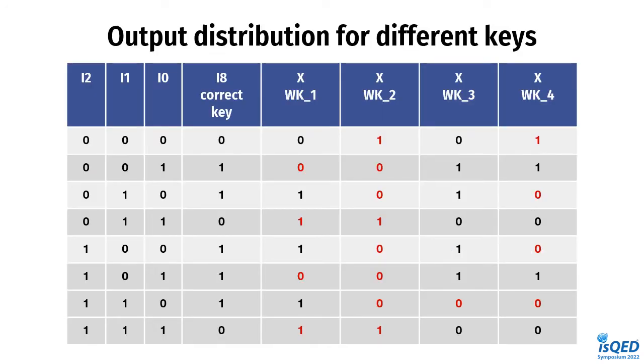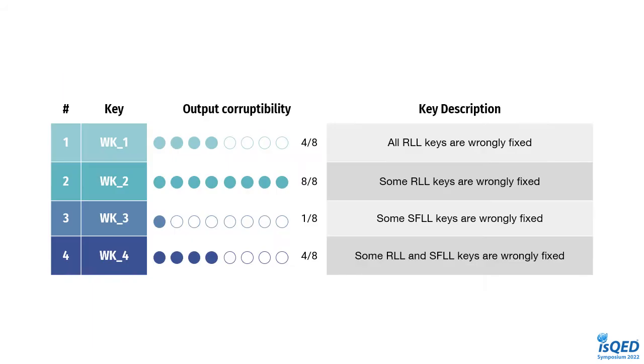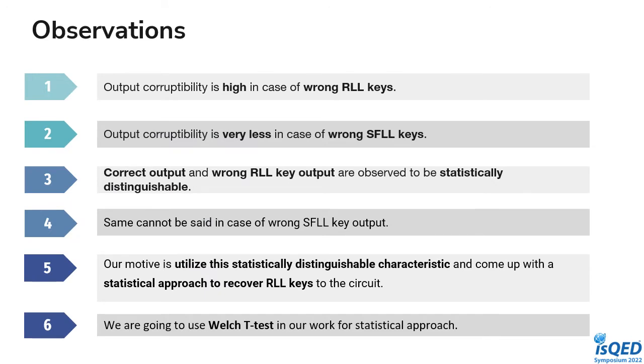Now this is the output distribution for different keys. From here, we note that for wrong key 1, 4 out of 8 outputs got corrupted. For wrong key 2, all the outputs got corrupted. For wrong key 3, only one output got corrupted. And for wrong key 4, 4 outputs got corrupted. So from this we observe that output corruptibility is high in the case of wrong RLL keys, whereas it is very low in the case of wrong SFLL keys.